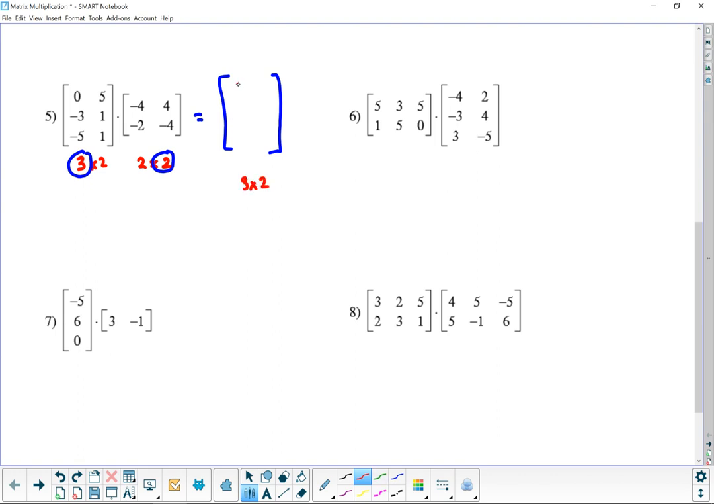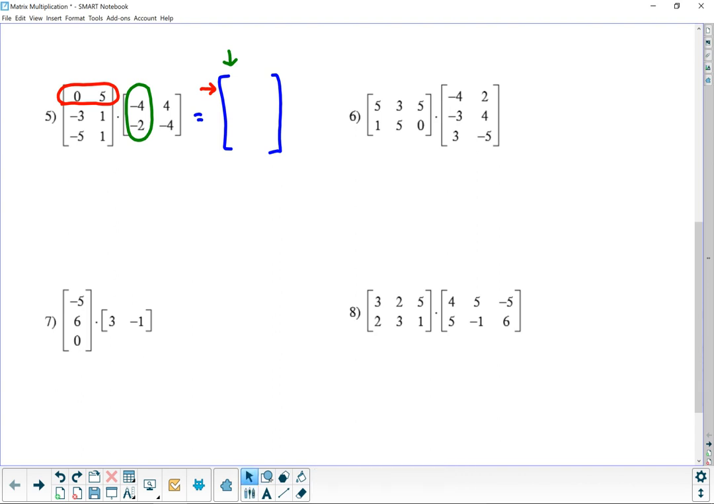Okay, so that's how it's going to look. 3 by 2 has 6 numbers. That's a 6 pack right there, right? So again, in the first matrix, you're only using the rows. In the second matrix, you're only using the columns, like that.